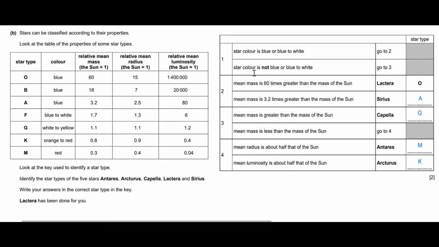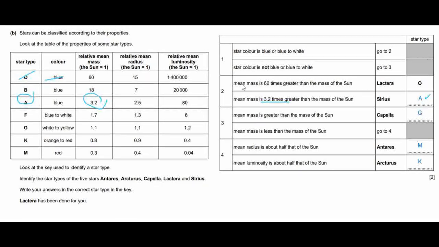Now let's see how it works. Start from the first again. Star color is blue or blue to white. So let's start with the blue to white. So there are 4. Lectura is already done. So there are 3 left. Now we go to 2. Mean mass is 60 times, it's done. Mean mass is 3.2 times. So let's see 3.2 times, this one. So this must be A. This is A. That's how we got A.